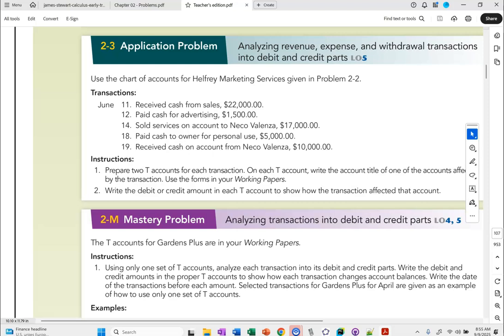Would 18 be a drawing or debit? A drawing. Yes, absolutely. Accounts receivable and sales. So cash, it would be left for accounts receivable, and then Johnson drawing.